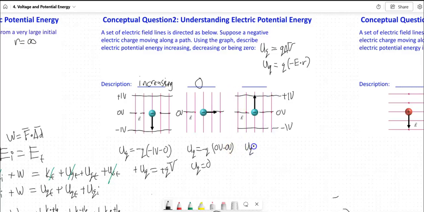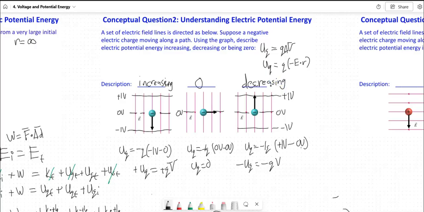So this U sub Q is going to be a negative 1Q. Sorry, I forgot to put the 1 right here. And its final voltage is a positive 1 volt. Its initial voltage is 0 volts. So this guy's potential energy is going to be negative QV. So this is going to be a negative potential energy, which means our potential energy is decreasing as it's moving.